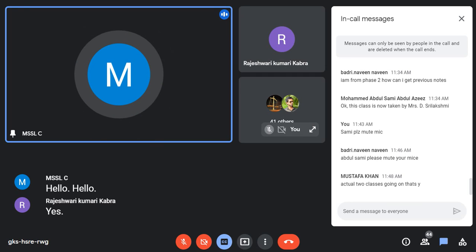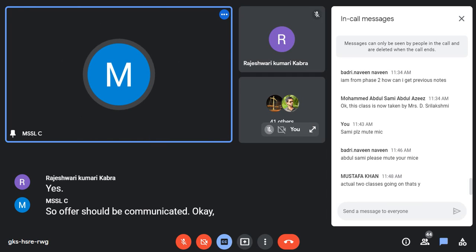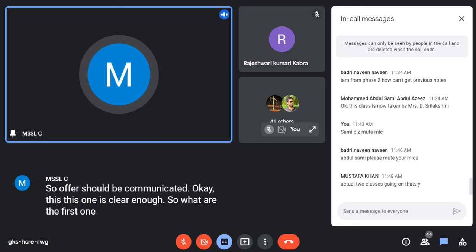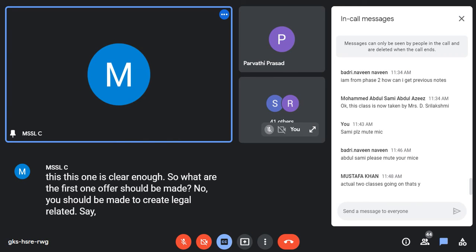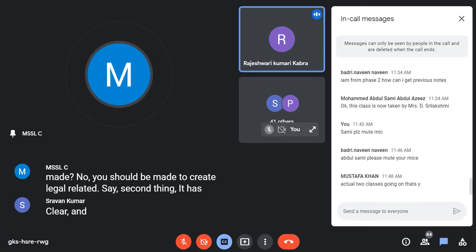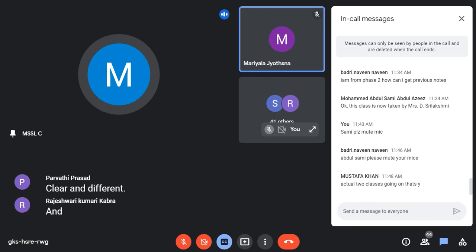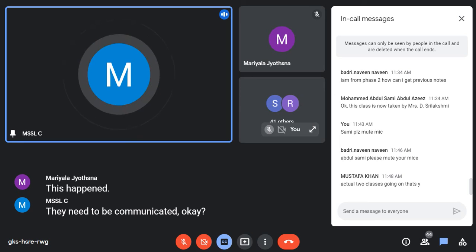So offer should be communicated. Okay, this one is clear now. So what is the first one? Offer should be made to create legal relations. Second thing, the offer should be clear and defined. Third, it needs to be communicated.